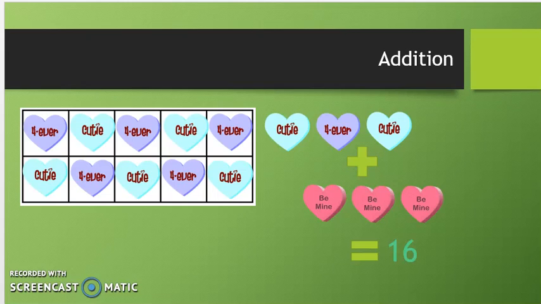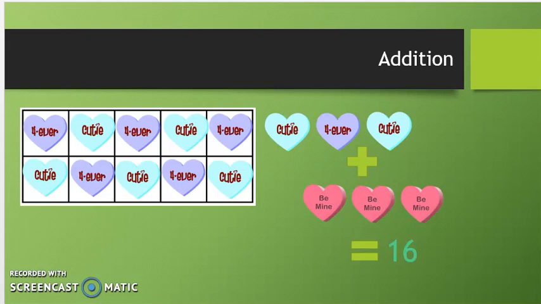So for another example, if I was to have one full 10 frame and 6 counters outside the frame, and then I wanted to add 2 counters to that, what number would that equal? So if you already have a full 10 frame, you can start at 10 and you can add 6 more. So 10, 11, 12, 13, 14, 15, 16.